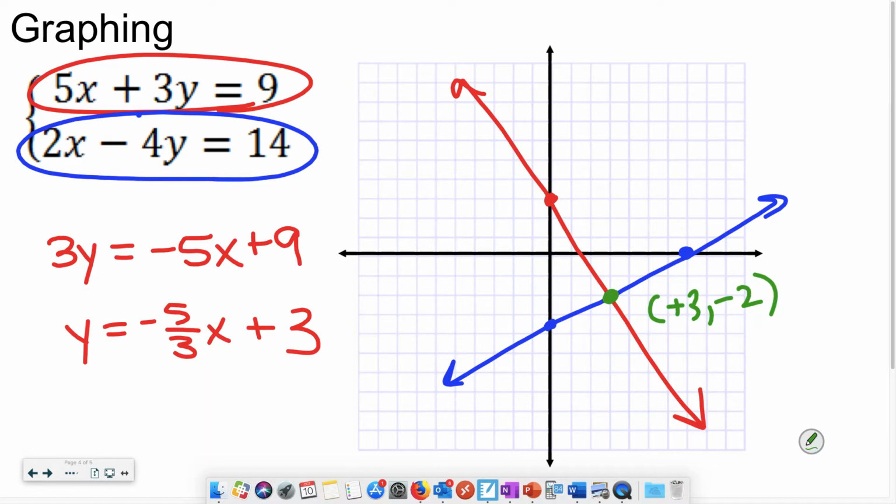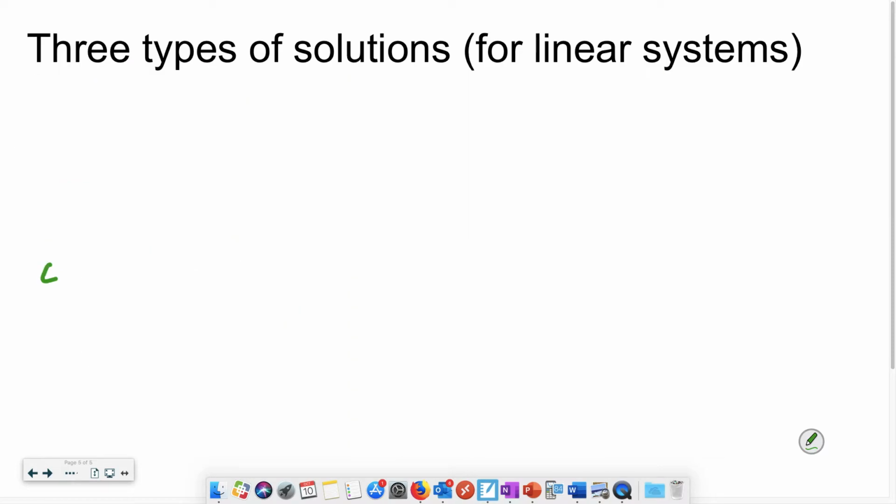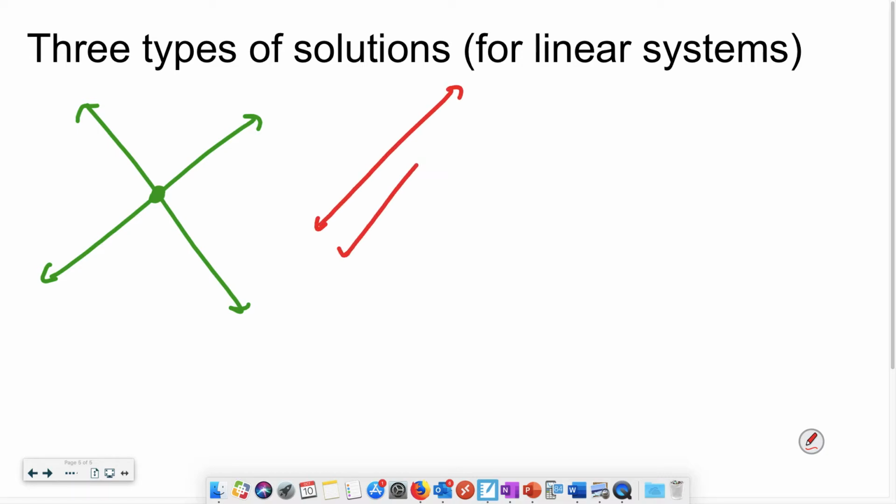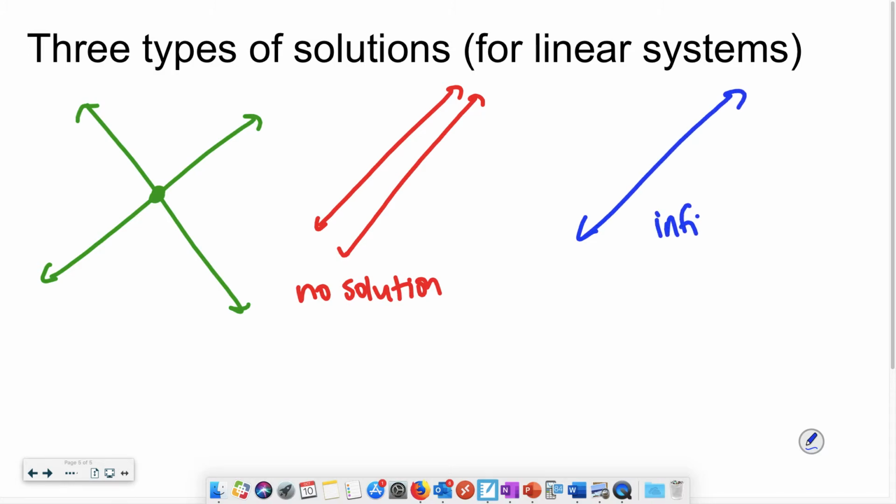What's our other option? No intersection. Okay? If we have 2 lines, we could have one solution. We could have no solution. Or if our lines are the same line, we would have infinite solutions.